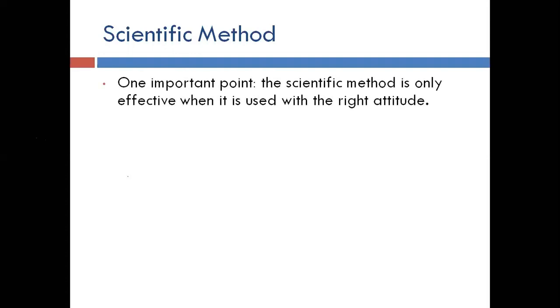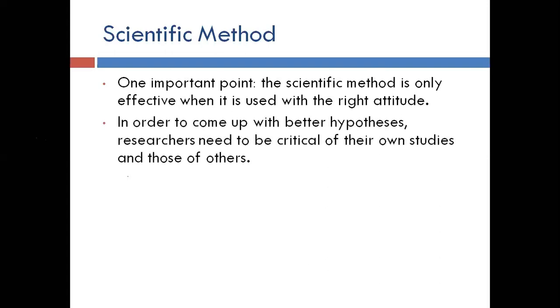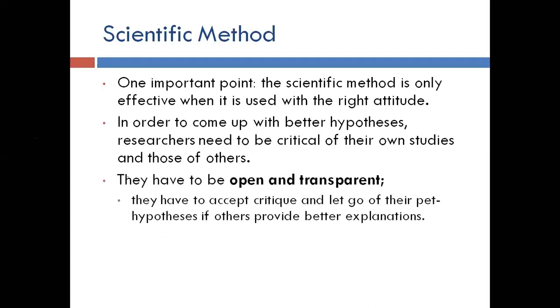And one important thing before I leave this section: the scientific method is only effective when it is used with the right attitude. In order to come up with better hypotheses, researchers need to be critical of their own studies and those of others. So a researcher must be critical of his own study and those of others. Otherwise, a better hypothesis won't arise. And they have to be open and transparent. They have to accept criticism and let go of their pet hypothesis if others provide better explanations.